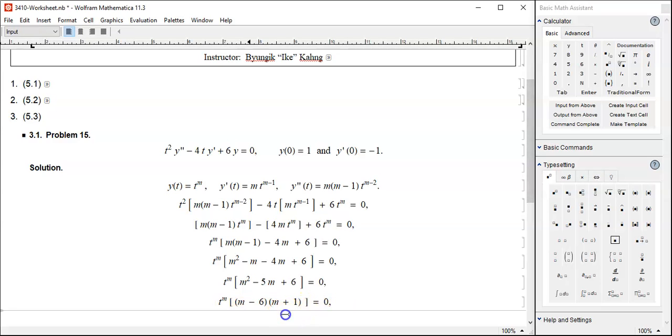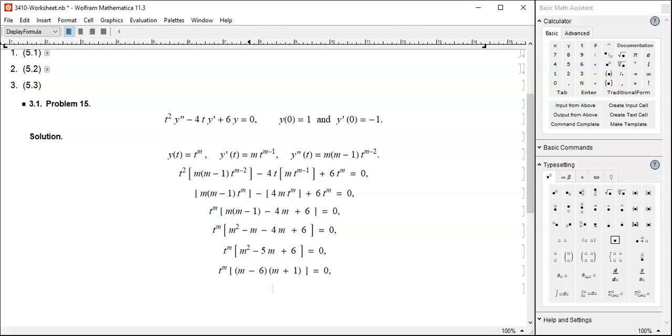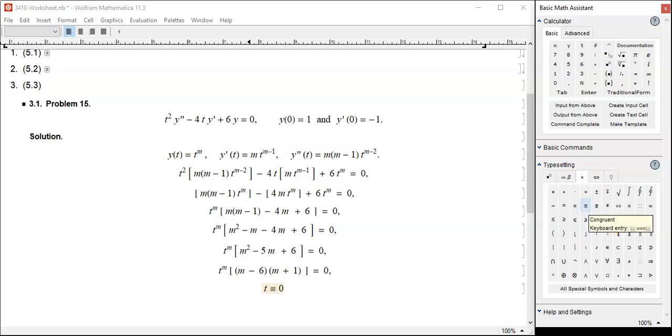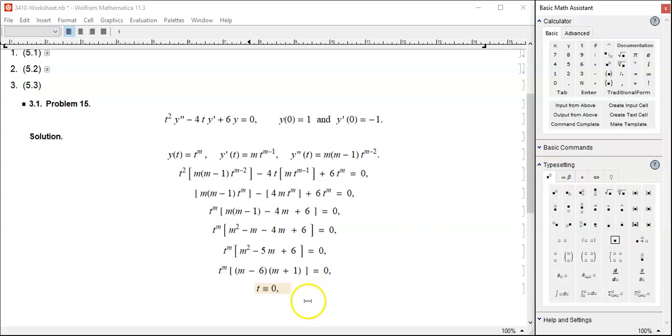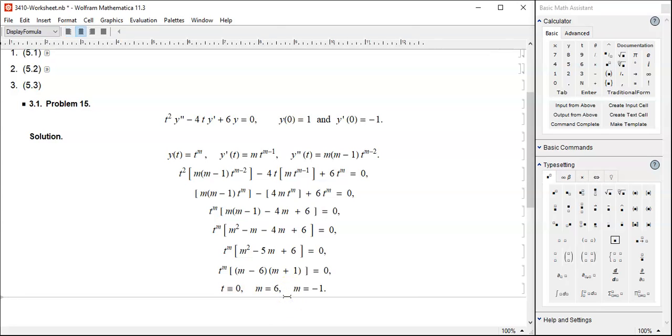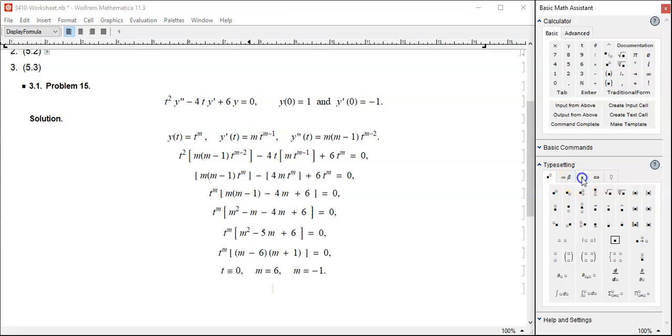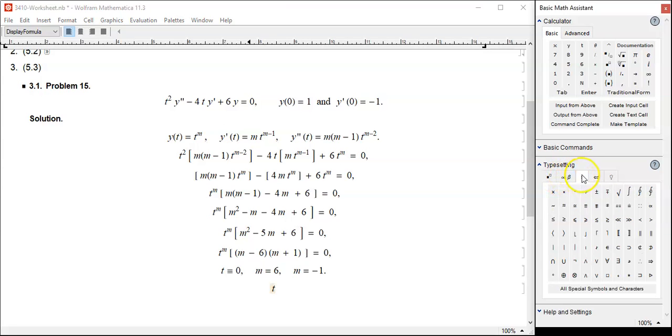So we have this conclusion here, not the final conclusion. t is constantly equal to 0, which will give me a trivial solution, or m is equal to 6 or m equals -1. So this is a trivial solution, which is always the case. Otherwise, I'm going to get these two special cases.